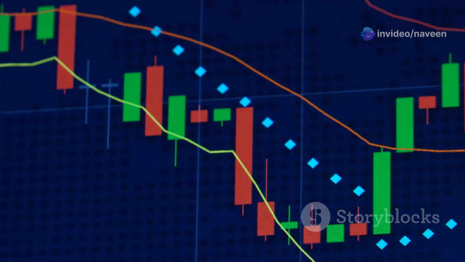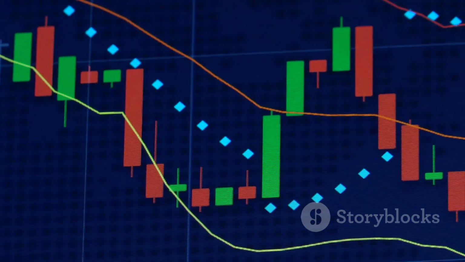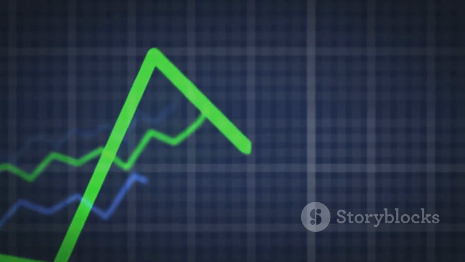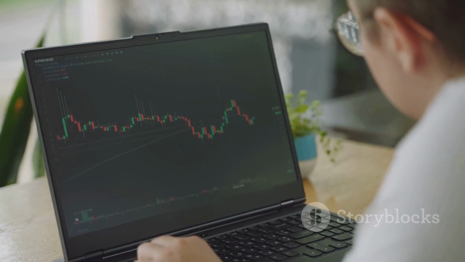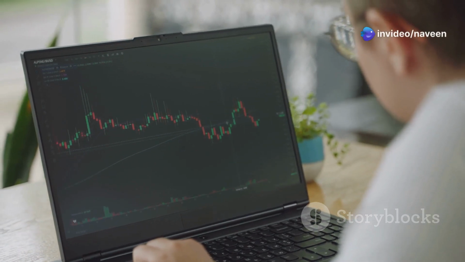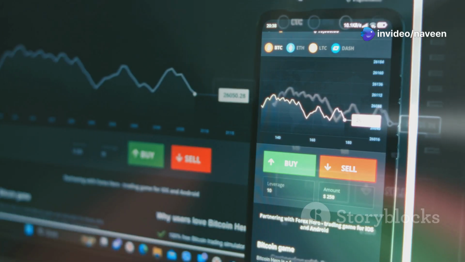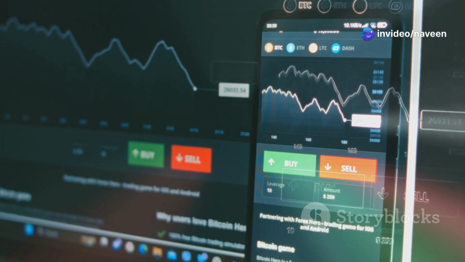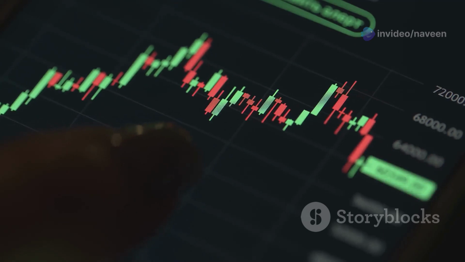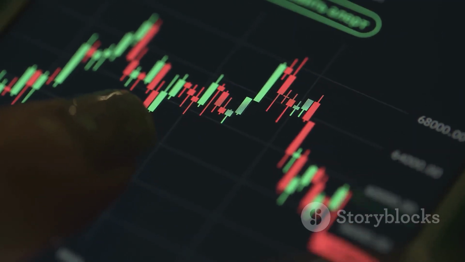At its core, technical analysis relies on charts. Charts visually represent price data over time. By studying these charts, we can identify patterns and trends. These patterns can indicate potential buy or sell signals. Technical analysis assumes that history often repeats itself in the markets.